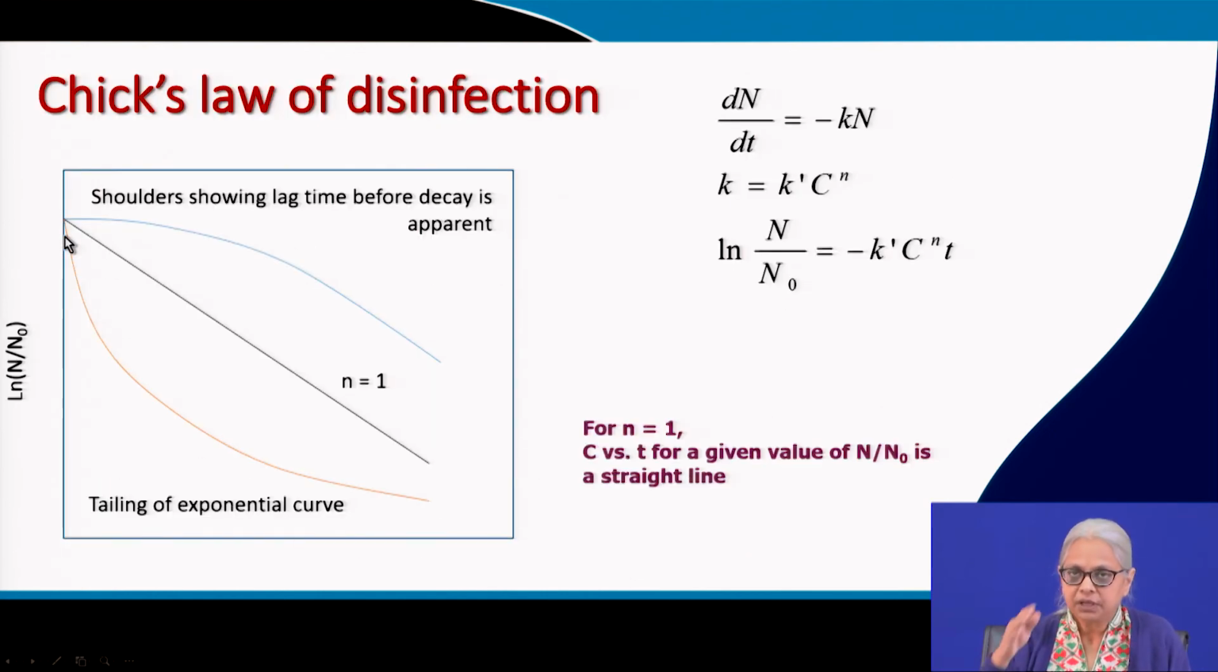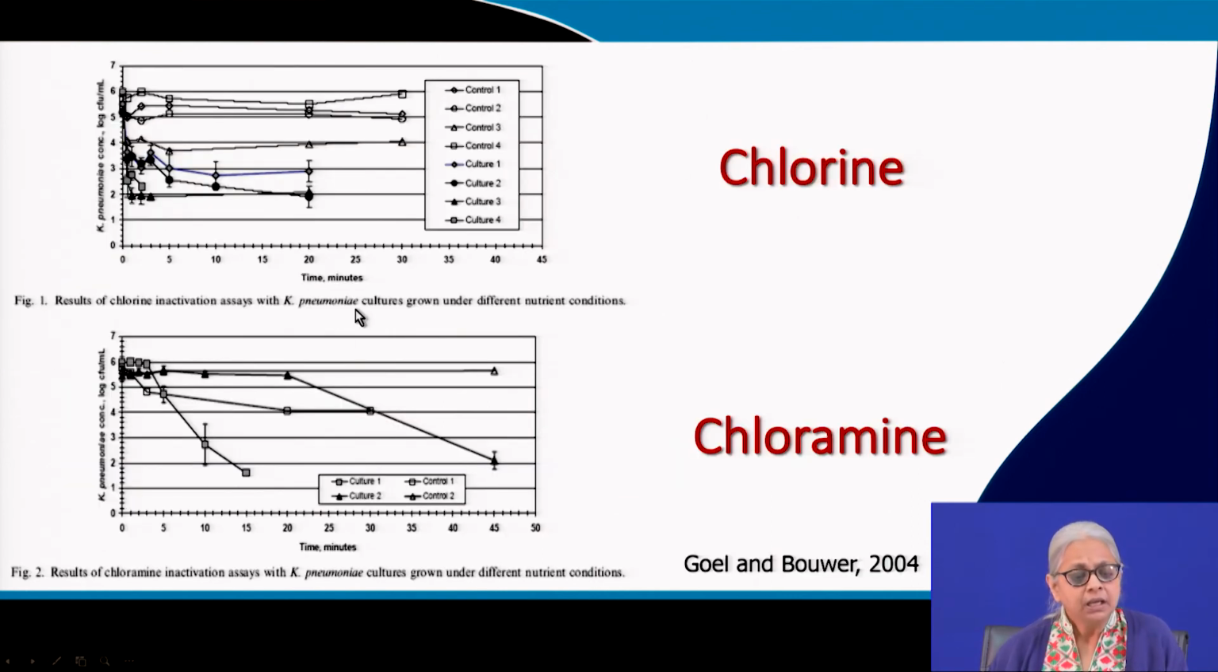So you have an exponential curve and then there is a long tail. Now this long tail can be for various reasons. I will come to that later. For chloramine, what you see is a different kind of phenomenon. In chloramine, you see this kind of shoulder and then an exponential decay.